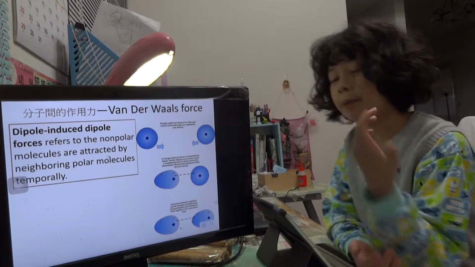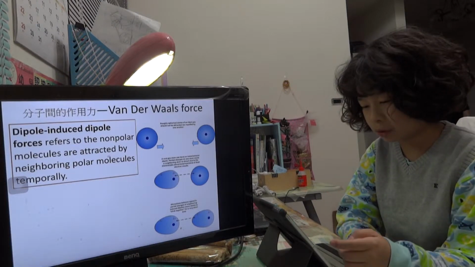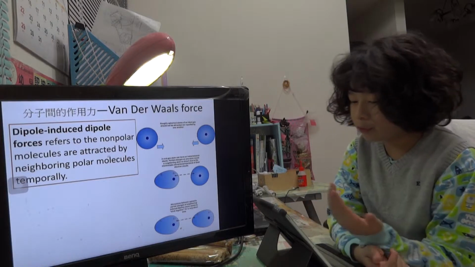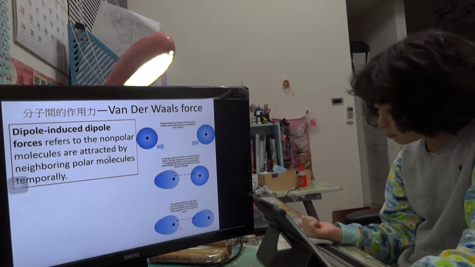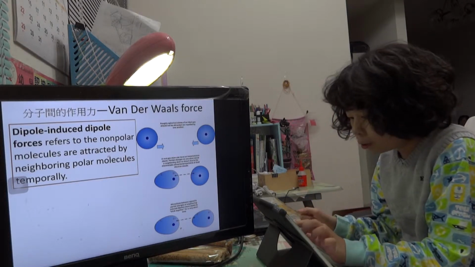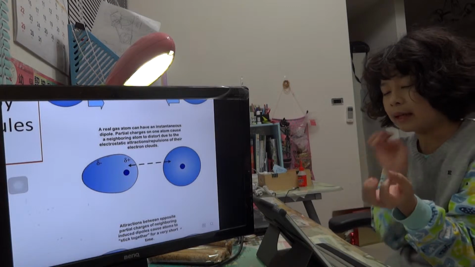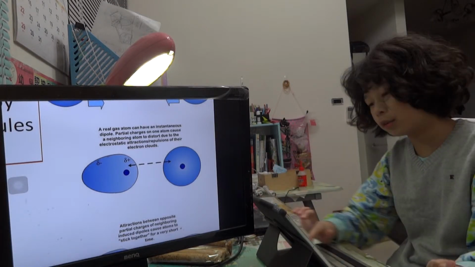Another van der Waals force is dipole-induced dipole force. What's the difference between dipole-dipole and dipole-induced dipole force? So first, let me see. Dipole-induced dipole force is between one polar molecule and one nonpolar molecule, like this. Because the polar molecule has one place slightly positive and one place slightly negative, and sometimes they attract the electrons a little, so it's very fast.